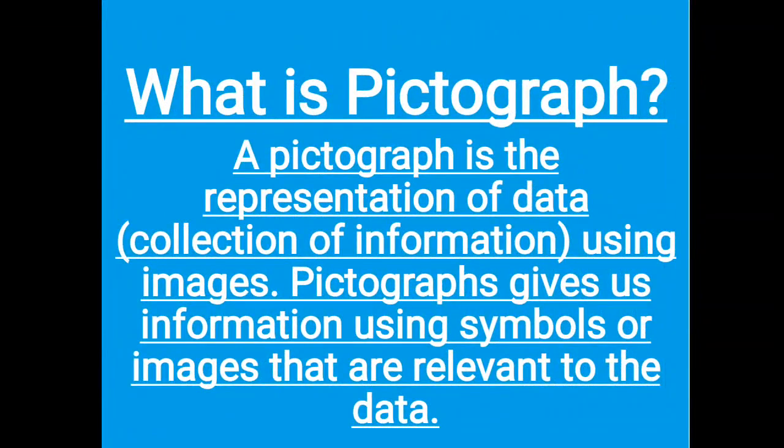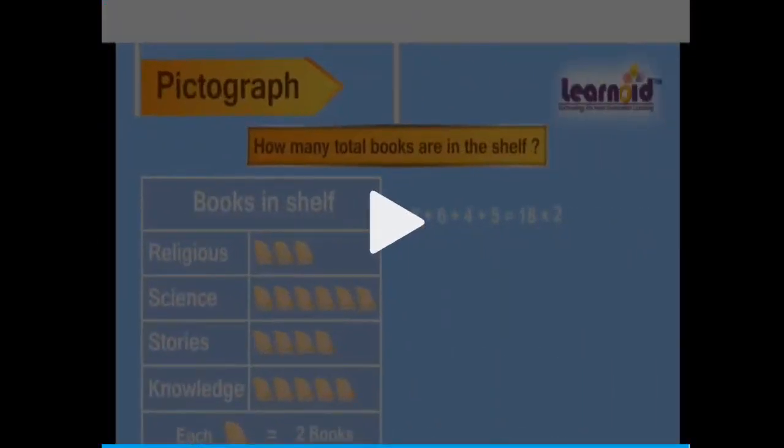So let us first see what is pictograph. A pictograph is the representation of data. Children, data here means it is a collection of information. Here you will use images in order to represent certain data. So pictographs give us information using symbols. Either symbols are given, otherwise images are given that are relevant to the data. That means that are related to the data. Before starting the class, let us see a short video on pictograph.